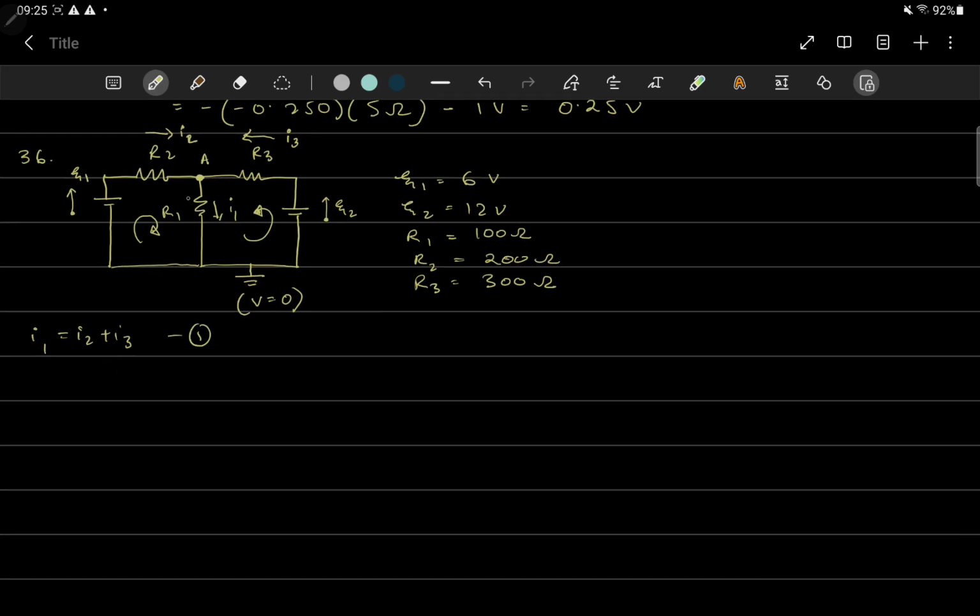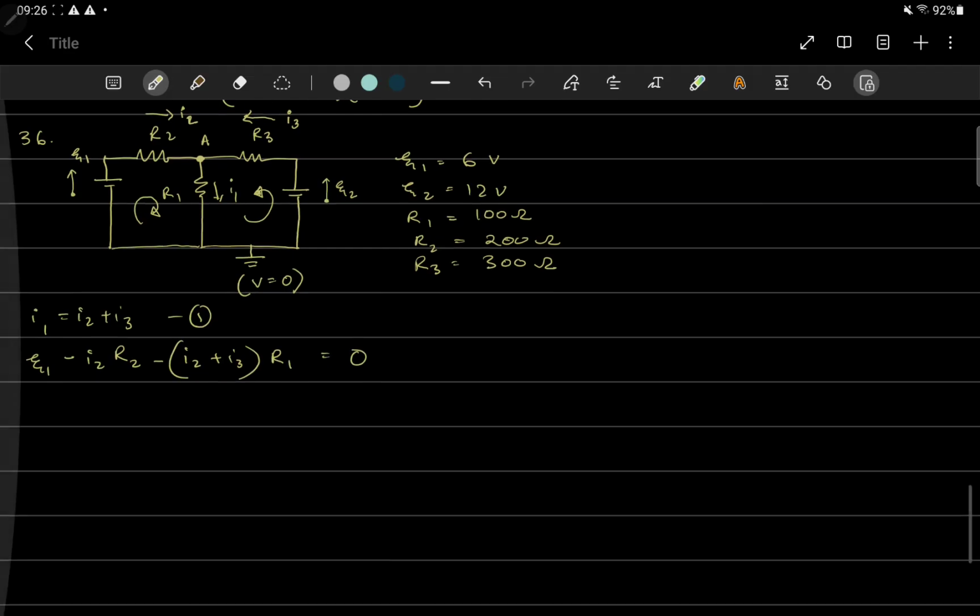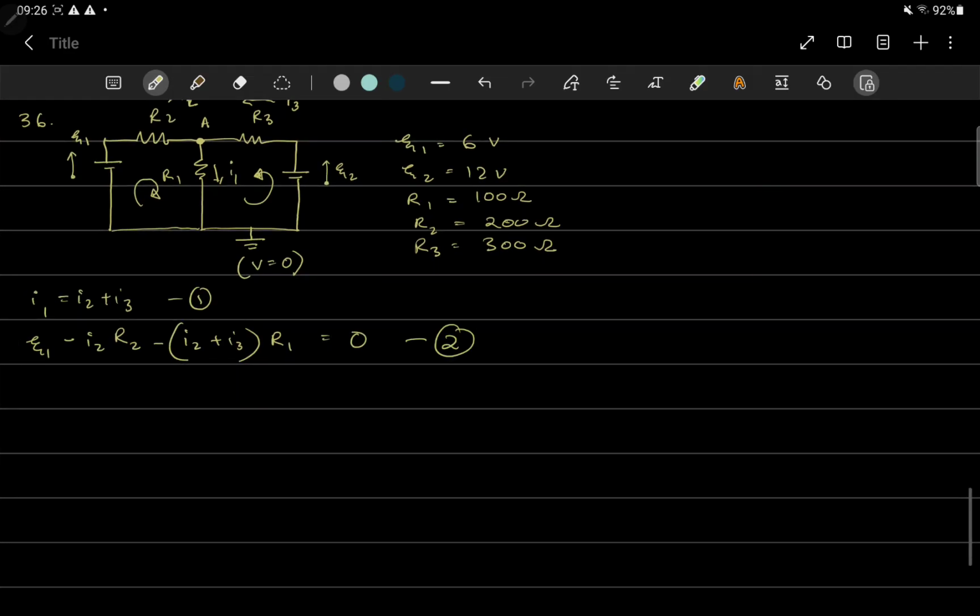So now first let's consider this left hand loop. We know, of course, zeta 1 is in the direction of the loop, and therefore I2 is also in the direction, so it will contribute an I2 R2 with a negative, and I will have I1 R1, which is also in the direction of the loop, so a negative as well. However, since I know I1 is equal to I2 plus I3, I can just write this as (I2 plus I3) R1 equals 0. Okay, this is the first loop, so equation 2.